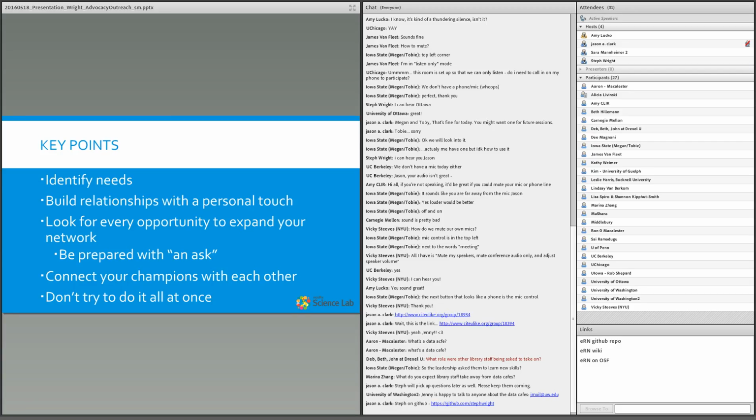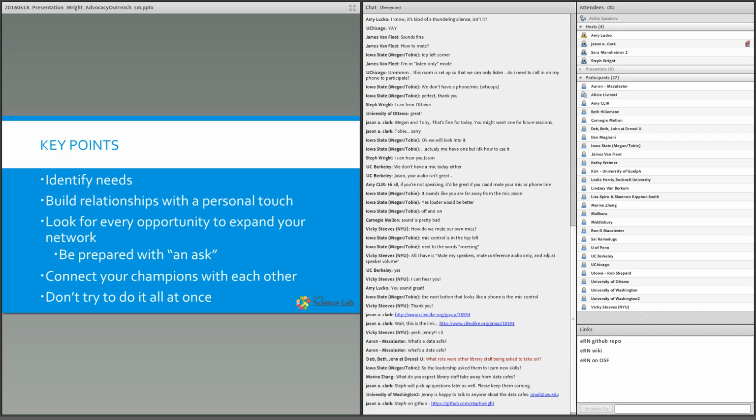Look for every opportunity to expand your network. I probably don't need to say that, but one thing I want to mention is for every time you have a communication, be prepared with an ask, whether it's an ask for a new connection, an ask for more information to be sent to you, or an ask for help on a project, so that it cements that relationship going forward, so that the conversation isn't really the end of the conversation.